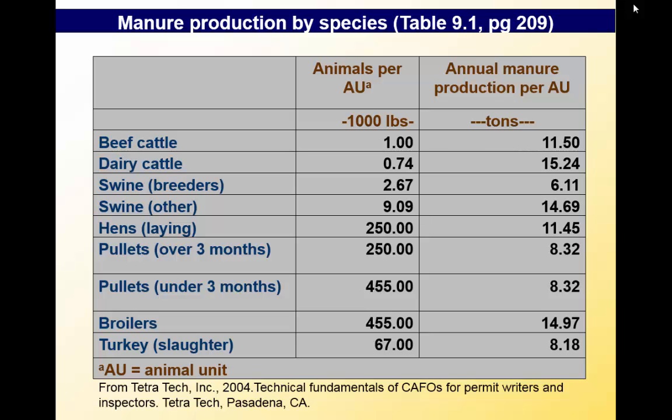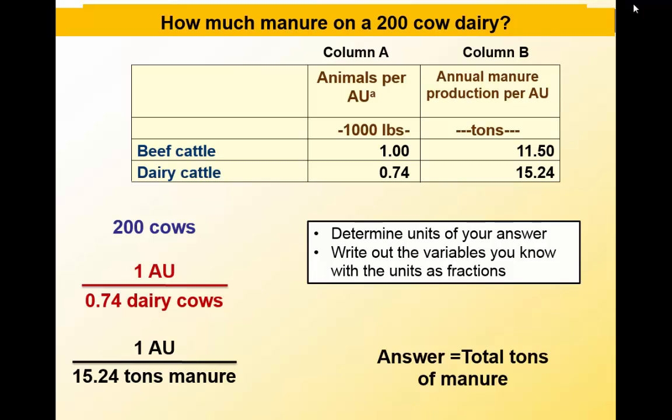Same thing for all these animals. Dairy, swine, breeders, other, laying hens, pullets, broilers. So you need 250 hens to make 1,000 pounds, and they produce a similar amount of manure to beef cattle. If you went out and measured this every day, would the numbers come out the same? No. In fact, these are from 2004. This is something that probably has to be updated over time as diets change, as how we raise animals change. But this is what's in Chapter 9.